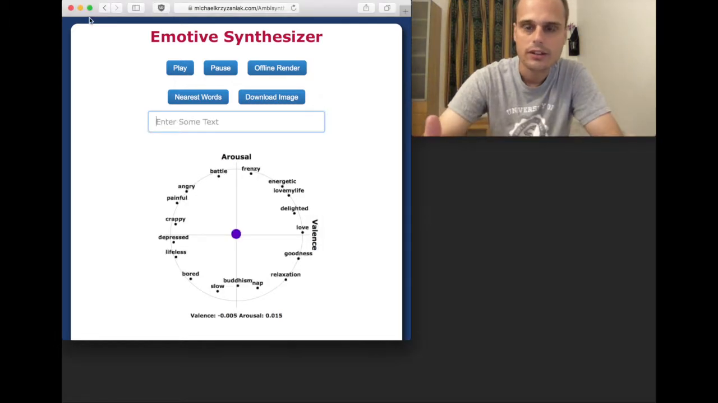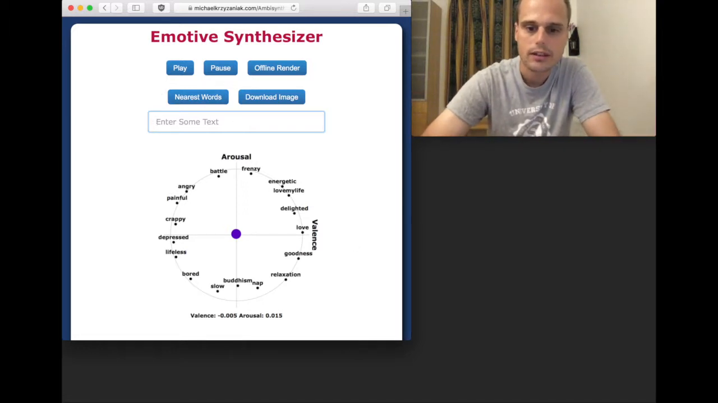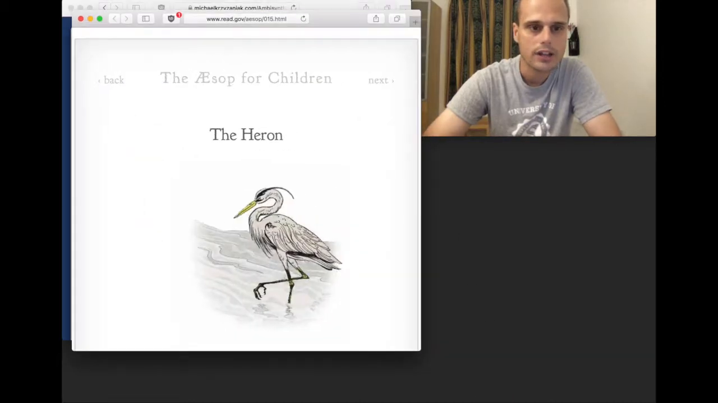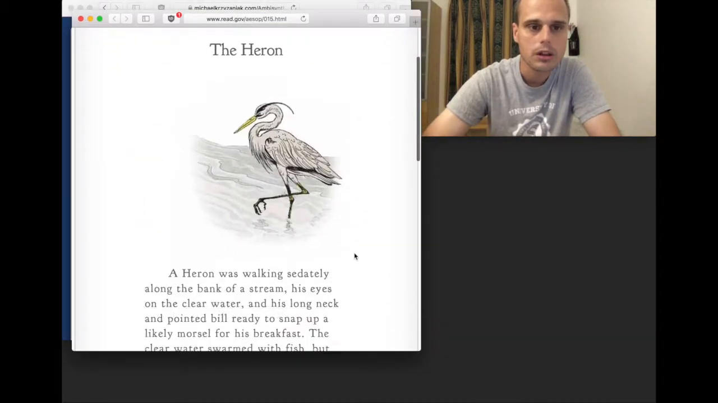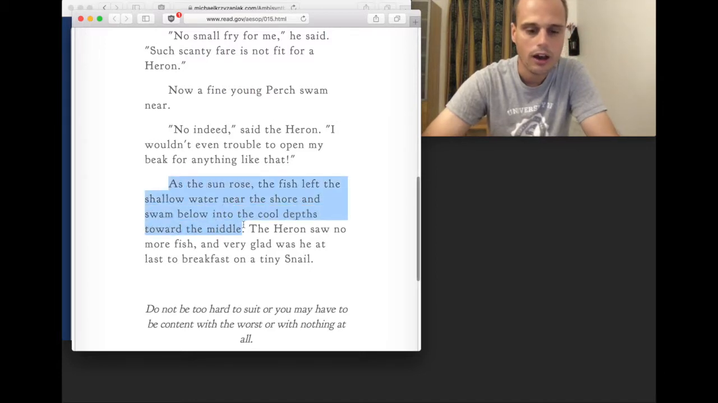But in any event, of course, what I want to be able to do is just enter some text here and get the valence and arousal score for that text. And so what I have here is an Aesop fable, and I can just pick a sentence out of this story. The sentence says, "As the sun rose, the fish left the shallow water near the shore and swam below into the cool depths towards the middle."